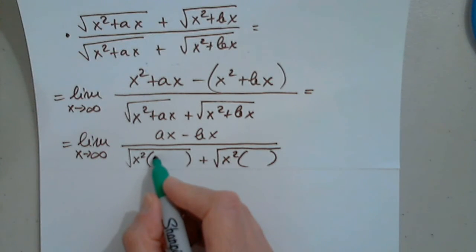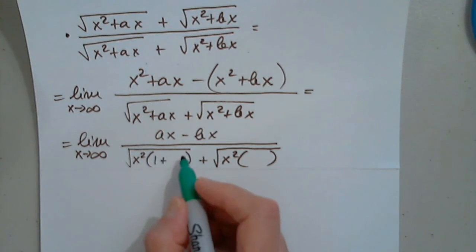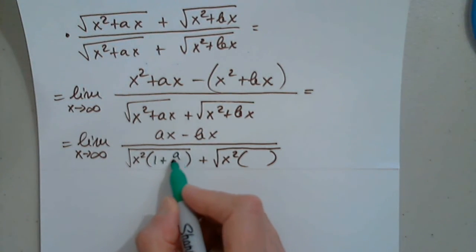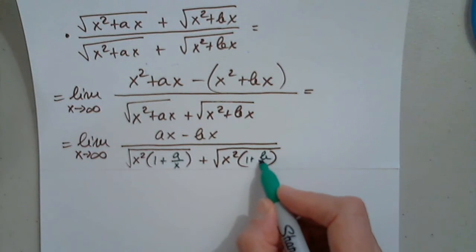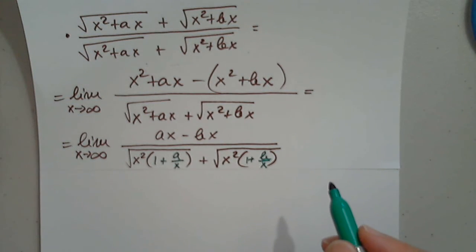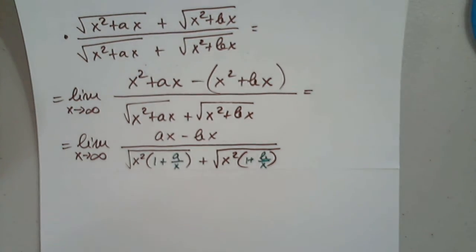We put 1 plus a over x. Excellent. Great job. And 1 plus b over x. Great job. Who was that? Isaac. Isaac, thank you. Perfect.